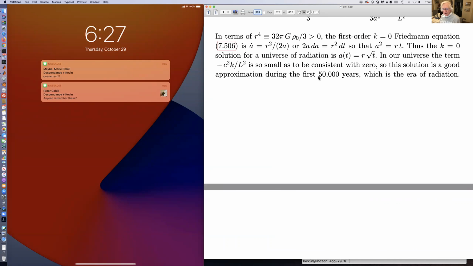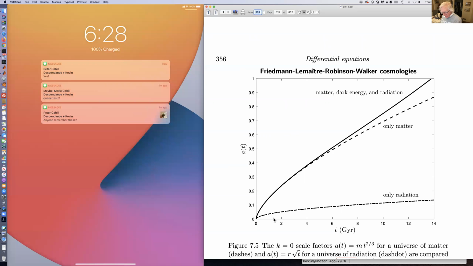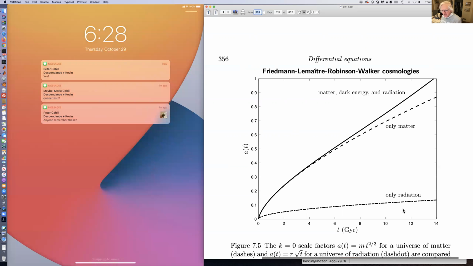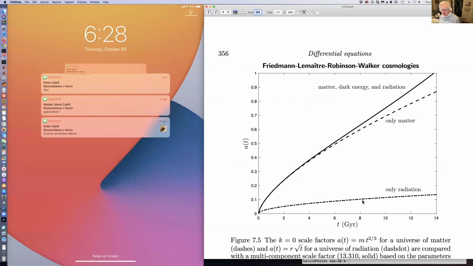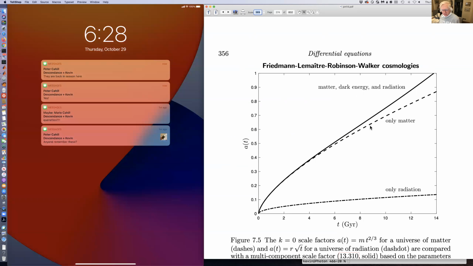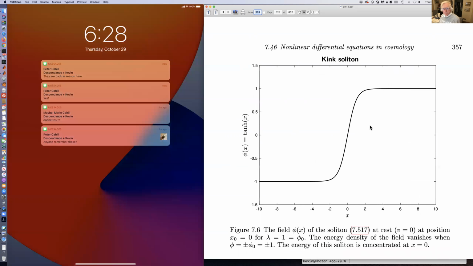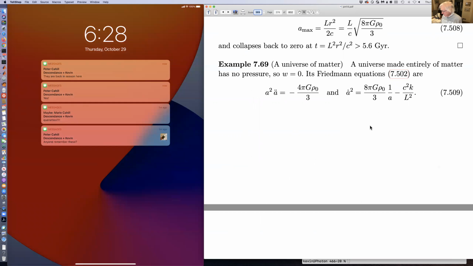If you have a universe of radiation, it looks more like this. And if you have only radiation, then the way the scale factor evolves, starting at the Big Bang here, is that with only radiation, it does that. With only matter, it does that. And if you have matter, dark energy, and radiation, this is the present time, you get an evolution that looks like that.